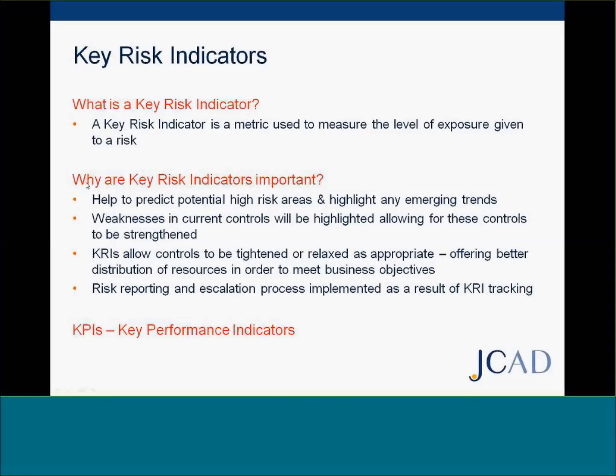A key risk indicator is a metric used to measure the level of exposure given to a risk or a control. It provides the ability to add in data to a particular risk or control so that it can be analysed and provide information to set up the correct controls and the levelling of the risk. The KRI functionality can also be used to set up KPIs, or key performance indicators, allowing performance metrics to be associated to risks and controls also.